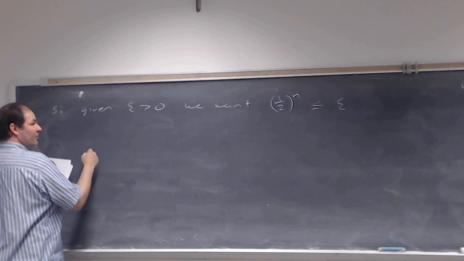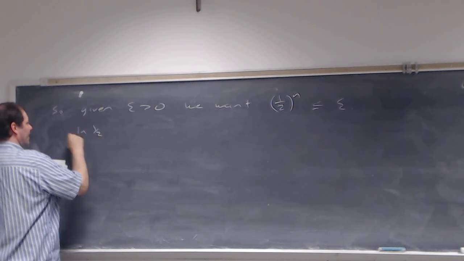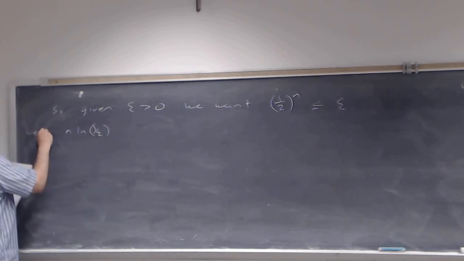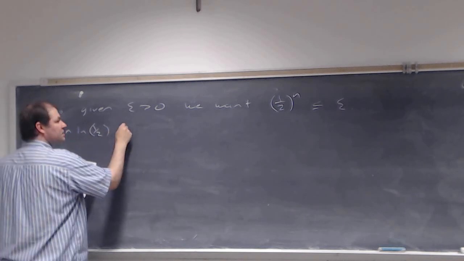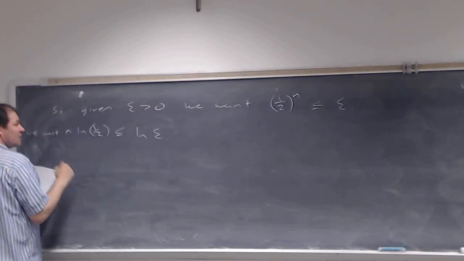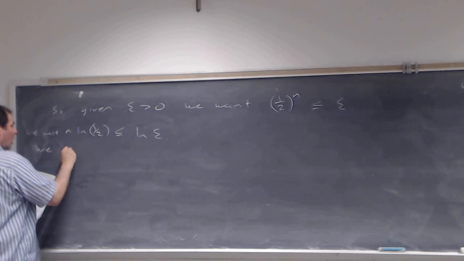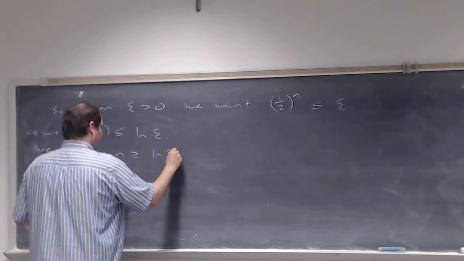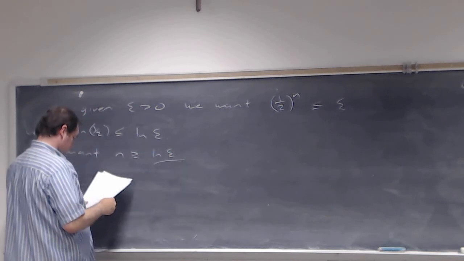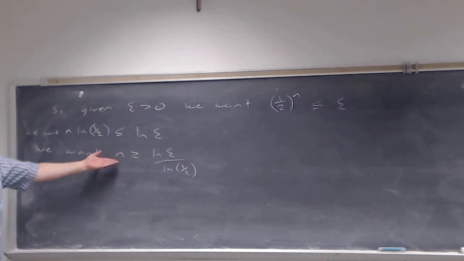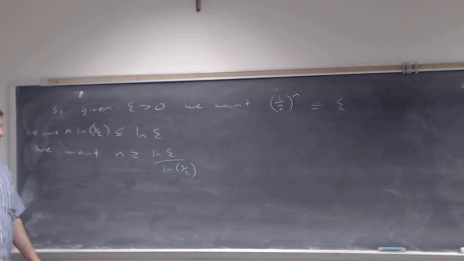Well, that means solving for n. We have n times ln of 1/2 less than or equal to ln of epsilon. We divide both sides by ln of 1/2. ln of 1/2 is a negative number. So what we want is n to be greater than or equal to ln of epsilon over ln of 1/2. And I know I can get an n bigger than this number, by the Archimedean property.